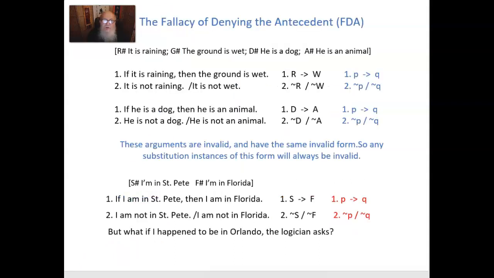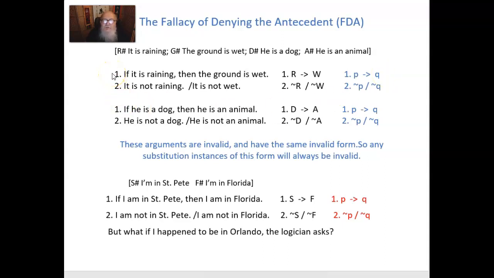Now, our other infamous form that we're considering here is called the fallacy of denying the antecedent, right? And again, here are our two pattern arguments that we'd be considering. If it's raining, then the ground is wet. And suppose we said it's not raining, therefore the ground is not wet, right? Which gives us our translation, if R then W, not R, therefore not W, which is an instance of this form.